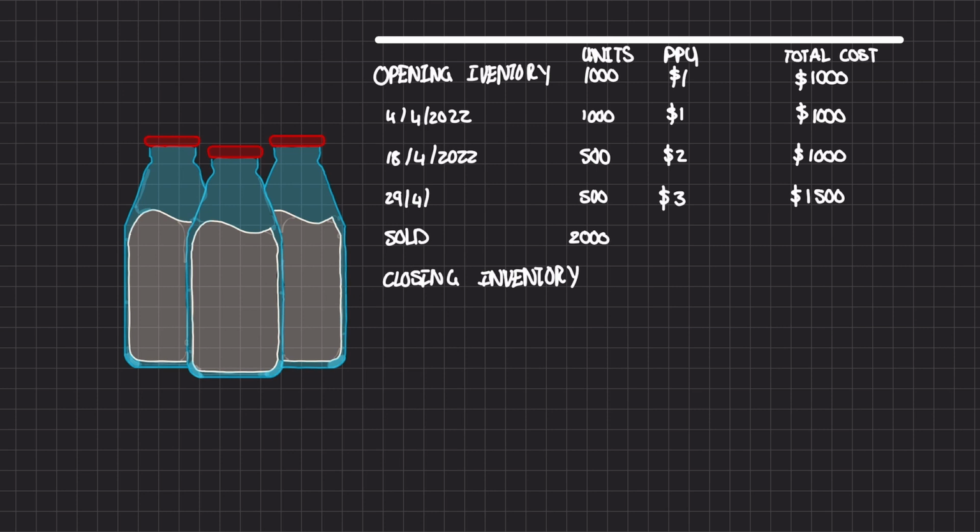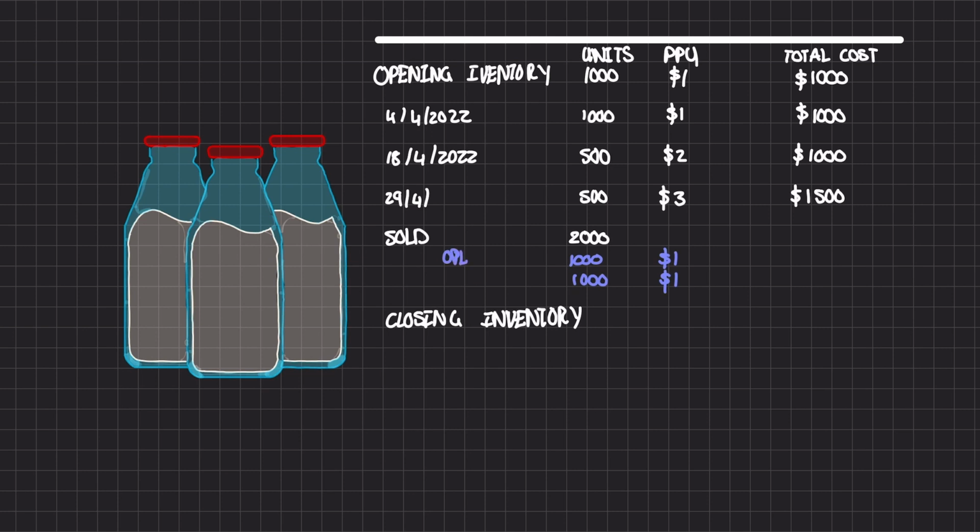Now, under the assumption of FIFO, I'm going to move this down a little bit so we can see what's going on. Under the assumption of FIFO, we're saying first in, first out. So of that 2,000 units, we can split it up into 1,000 and 1,000. That 1,000 is going to be at the cost of $1, and this 1,000 is also going to be at the cost of $1. But this is coming from the opening inventory, and this is coming from the purchase on the 4th of April, 2022. That is very important. But let's say they sold 2,500 units.